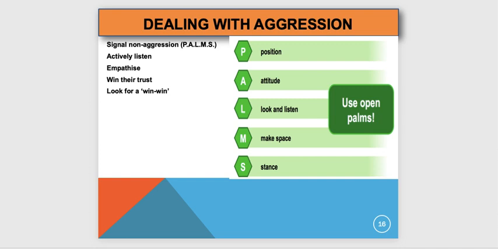But think about your position. Think about your attitude. Look and listen to what they're saying. Make space and think about your stance. So your position's got to be somewhere where there's enough space. You're not straight on, because remember, a sign of aggression is being square on to someone. How's your attitude got to be? Well, your attitude has got to be positive. Absolutely, there's no point being negative. It's got to be positive. Look and listen to what they're saying. Look at them. Look at their eye contact.